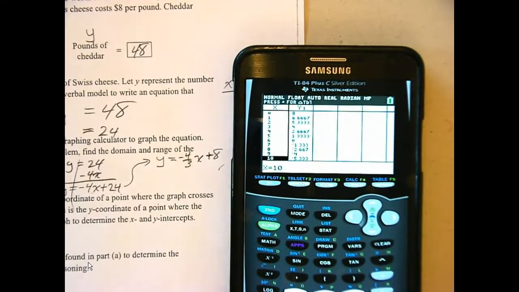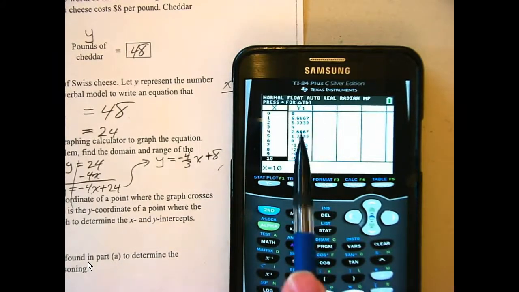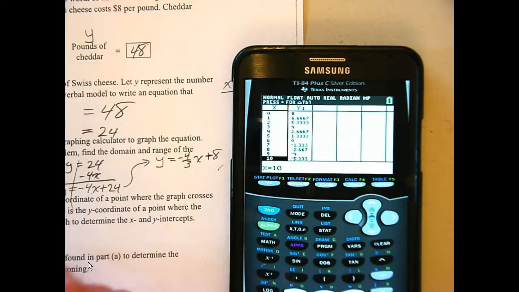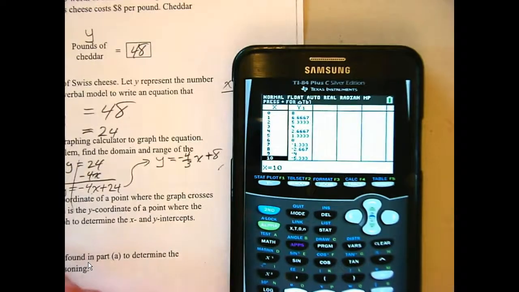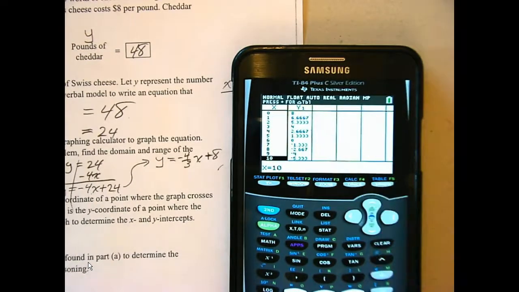Okay. What is my x-intercept? X-intercept is when y is what? 0. So what is the x-intercept? 6. If I go to where y is 0, that's right here. That's 6. So what coordinate is that? 6, 0. Okay. Y-intercept. What's the y-intercept? 0, 8. It's where x is 0.